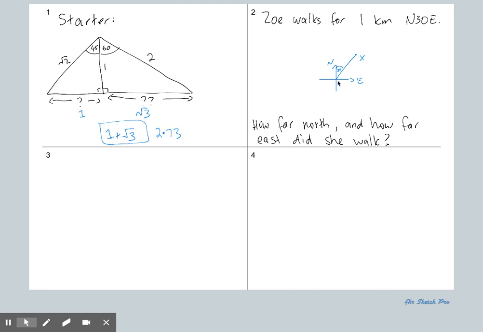Okay, so north, 30 degrees east. X marks the spot. How far north and how far east has Zoe walked? We know that she's traveled 1 kilometer directly as the crow flies, but if the crow was walking, what would the crow be doing? How far east, how far north?